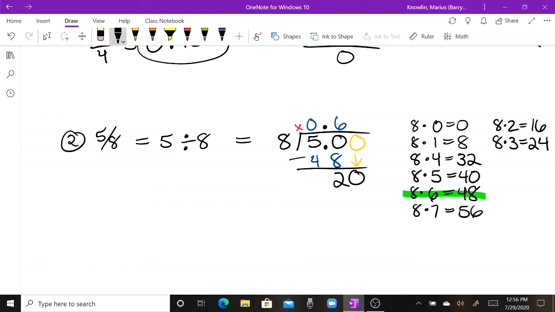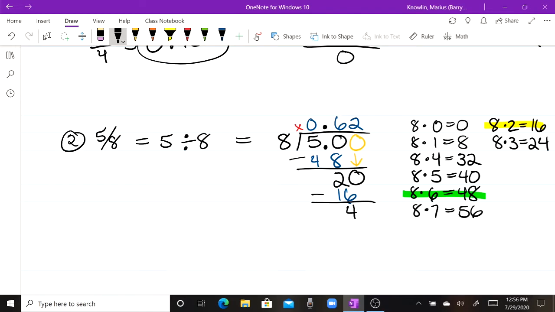So 8 goes into 20 2 times. Let me use my highlighter. 8 goes into 20 2 times. So we're going to put a 2 here. And 8 times 2 is 16. Now we're going to subtract. 20 minus 16 is 4.